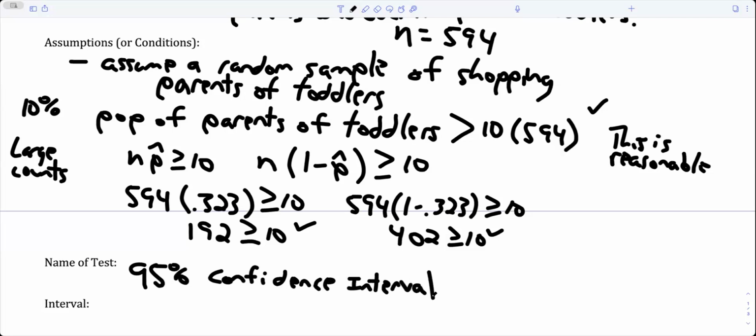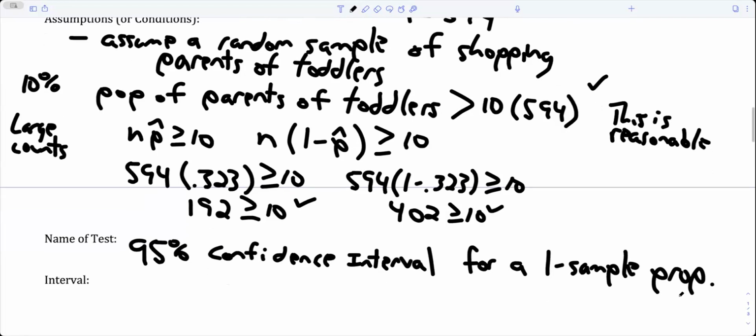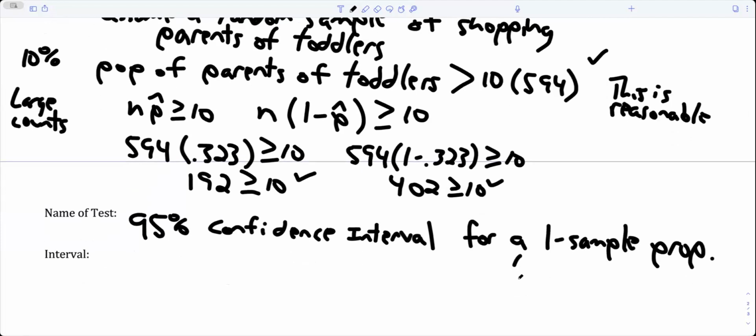Okay, and so I'm going to say for a one sample proportion. And so this is a one proportion Z test.